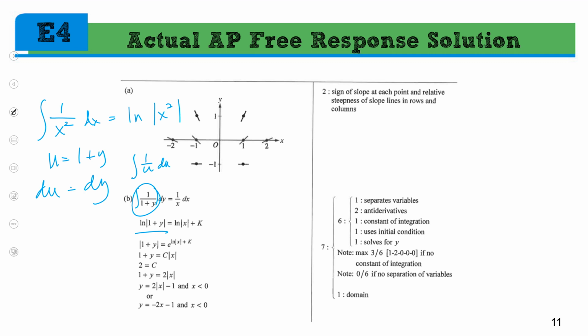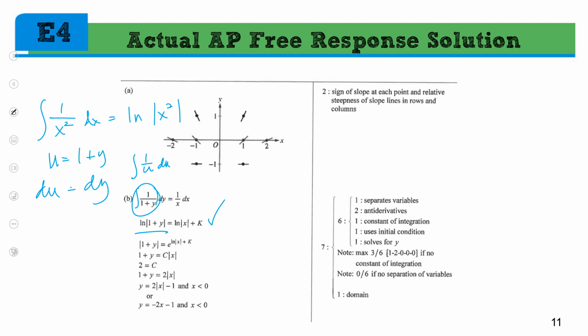Now, they do this k and c thing. I'm not a big fan of that. I'll explain what that means in a second. But are we good up to here? Yes? Okay, good. Separate the differentials, take the antiderivative of both sides, include the constant on the x side of the equation. And again, absolute values there solve the problem.